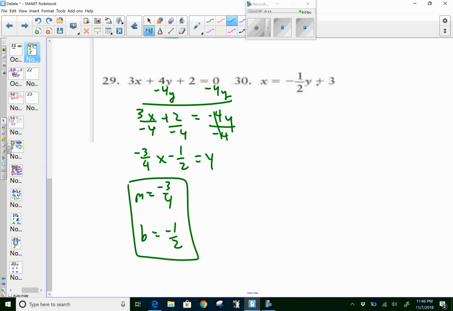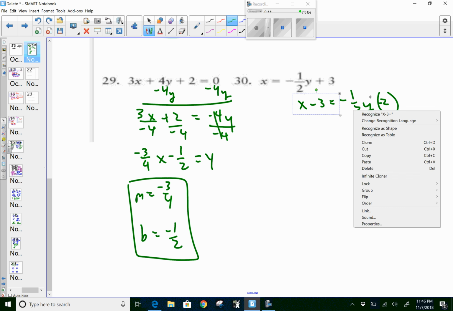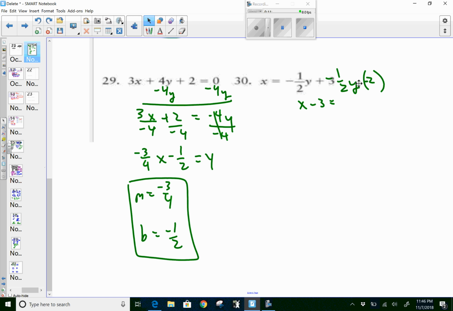Okay, here we're going to get the y by itself, so subtract 3. So x minus 3 is equal to negative 1/2 y. To get rid of that negative 1/2, I'd multiply by negative 2. Negative times negative is positive, so this will cancel out.